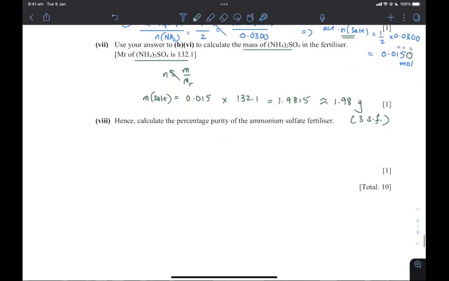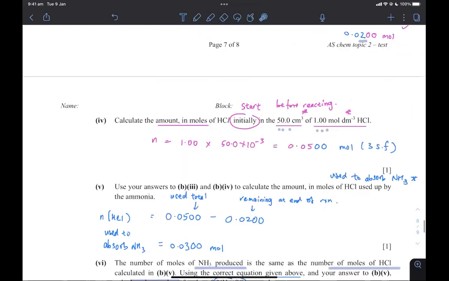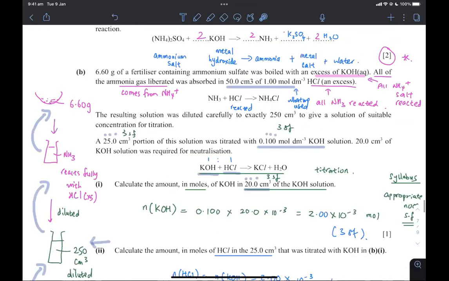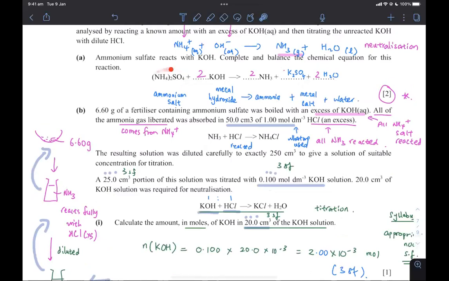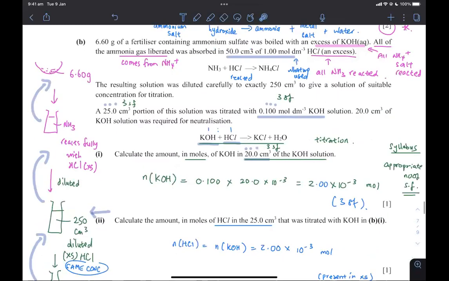Okay, now the ammonium sulfate fertilizer. Fertilizer is a mixture. The solid we used earlier consisted of 6.60 grams of fertilizer, but the fertilizer contained ammonium sulfate. Only the ammonium sulfate will react with the KOH and give you all the subsequent reactions. So out of 6.60 grams, only this much is ammonium sulfate.